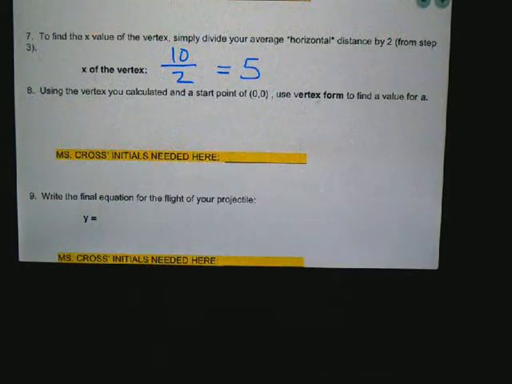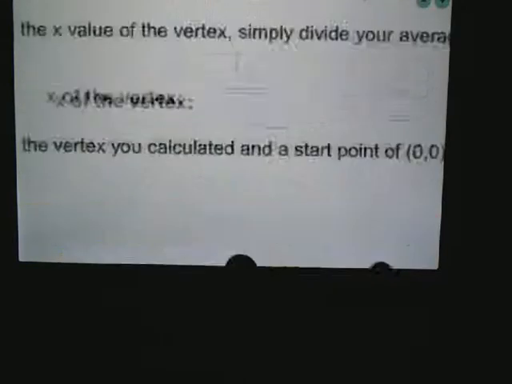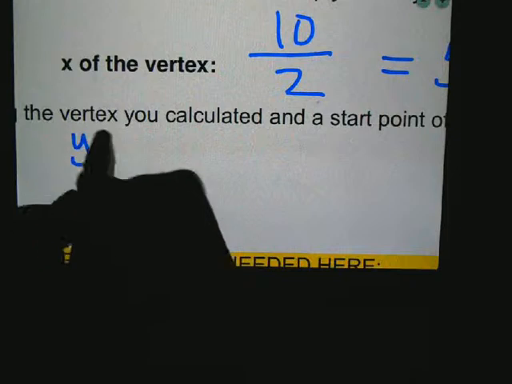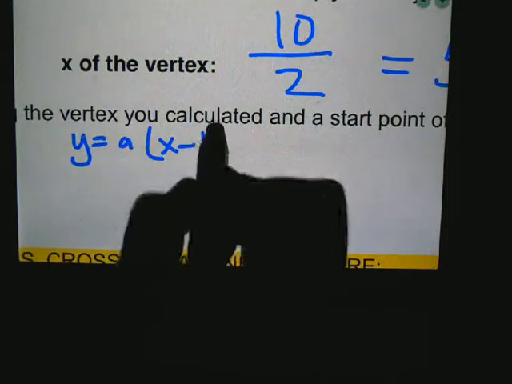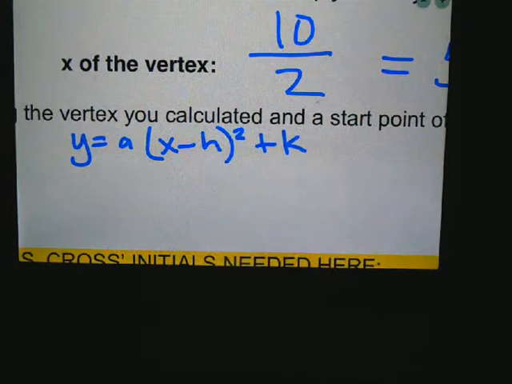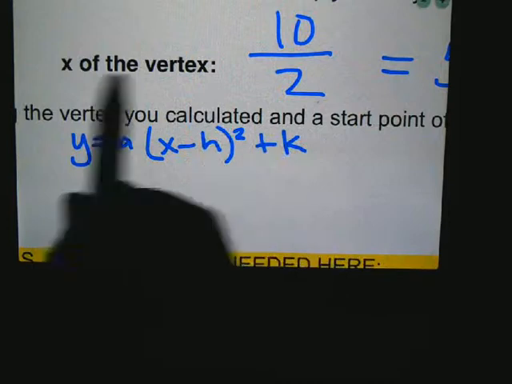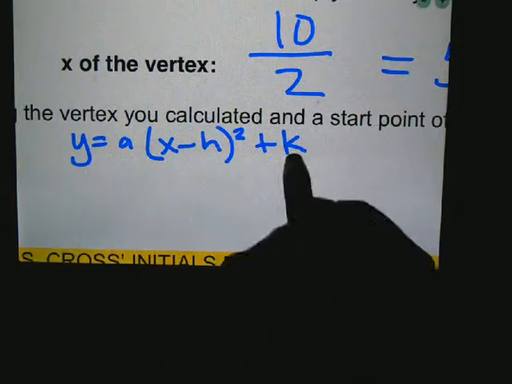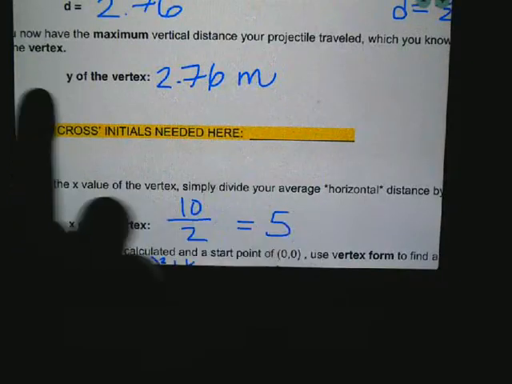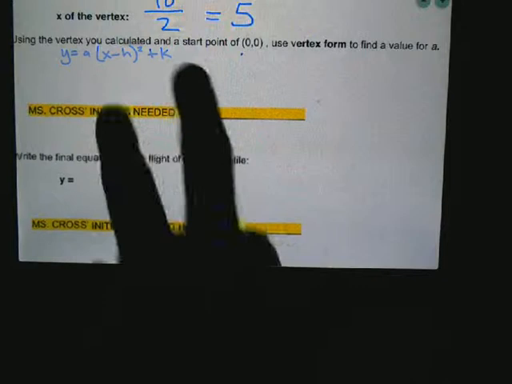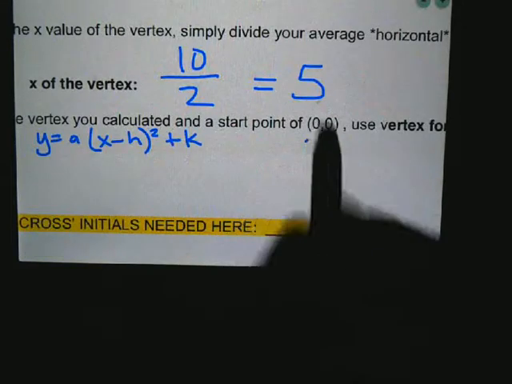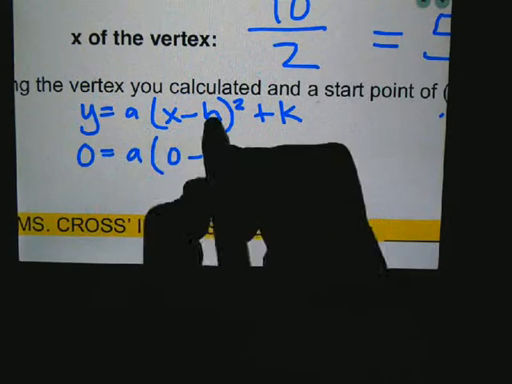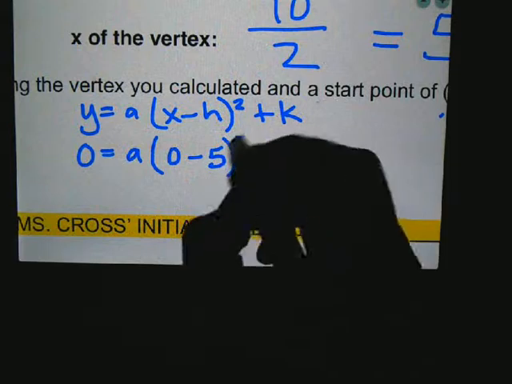Using the vertex you calculated and a start point of 0, 0, we're going to use the vertex form to find a value for A. This is the vertex form that we studied way back in the first part of this chapter. You have found H and K. H is the x value of the vertex, so that was 5. And K was the vertical y value of the vertex, which is 2.76. So I have H and K, and then they tell me to use the start point of 0 and 0, so that's my x and y. So I'm going to plug in 0 for y, 0 for x, H is 5 because that's the x value of the vertex, and then my K was 2.76.